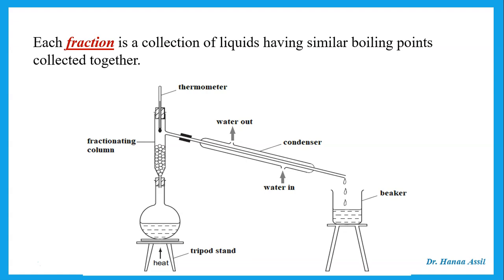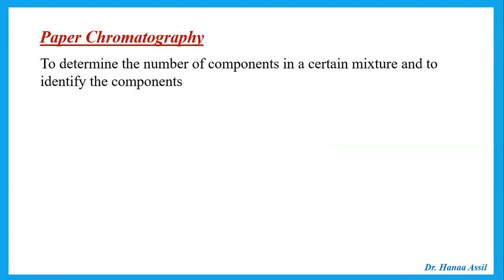So if I collect the ethanol first, that's one fraction. Then I collect the water at 100 degrees, that's another fraction. So each fraction is a collection of liquids having similar boiling points that are collected together.